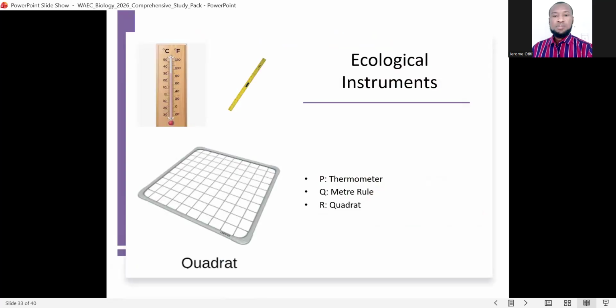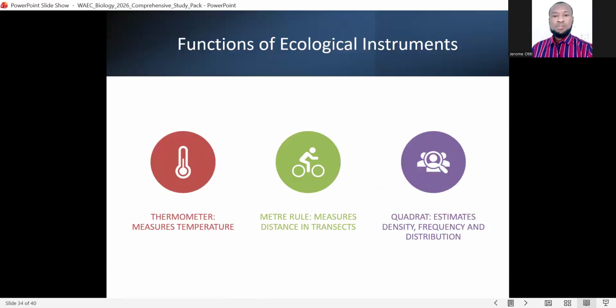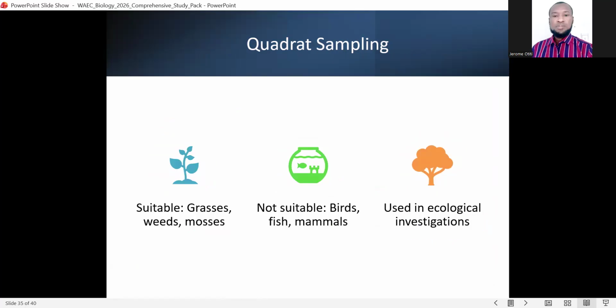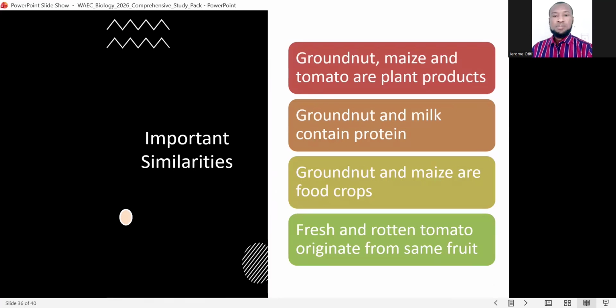Specimens P, Q, R: thermometer, meter rule, quadrat, the ecological instruments. Each of them, you must know what they are used for. Thermometer for temperature, meter rule to measure distance, and quadrat to estimate density, frequency, and distribution. They might give you some calculations. So read all of them and understand. You must know the importance of all these things and their similarities. The similarity between groundnut, maize, tomato, groundnut and milk. So know all these things.